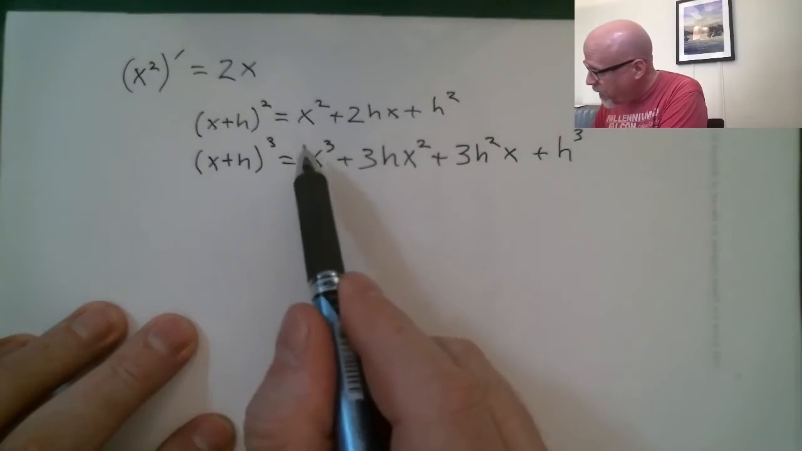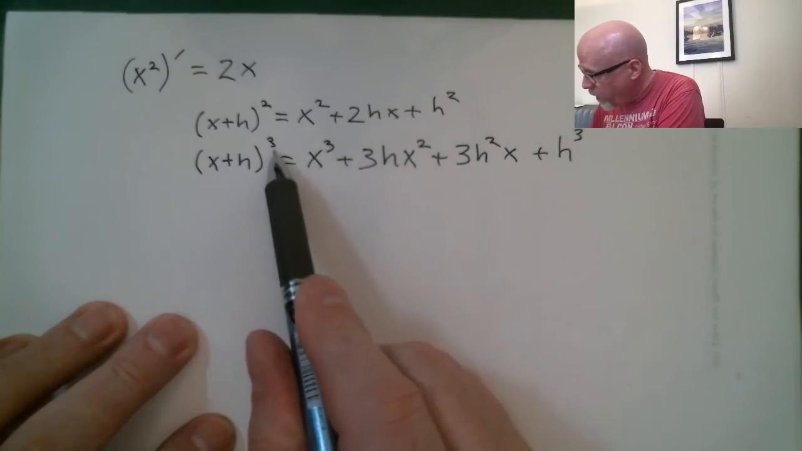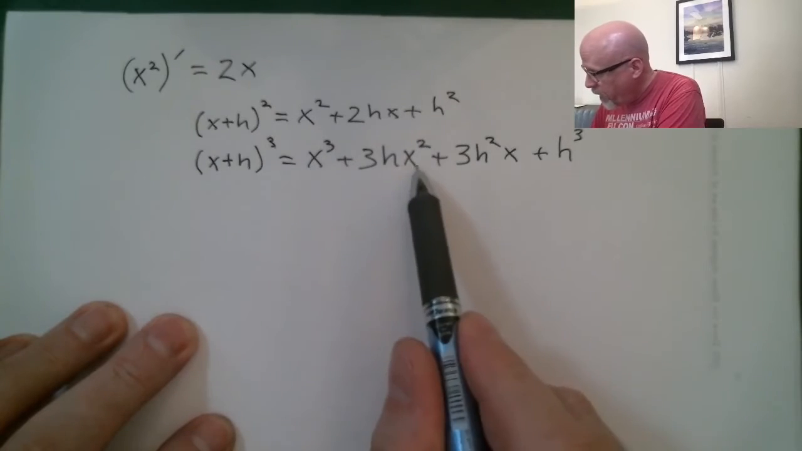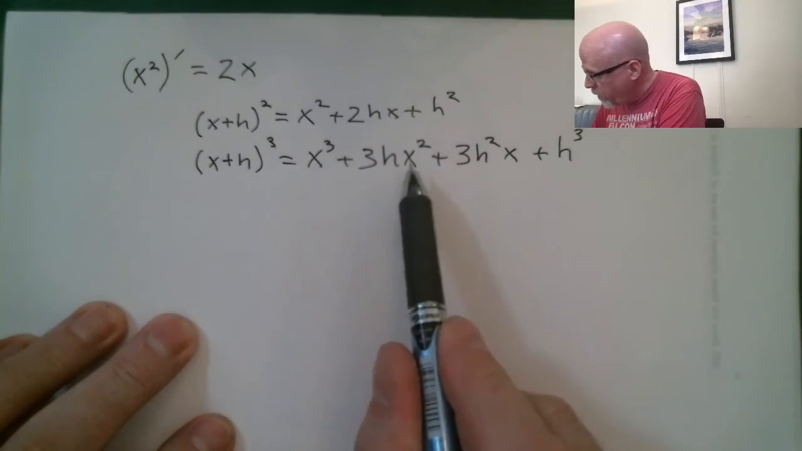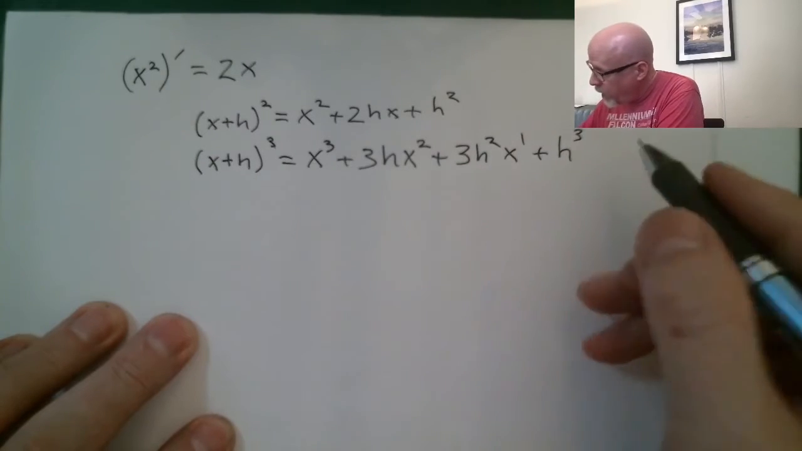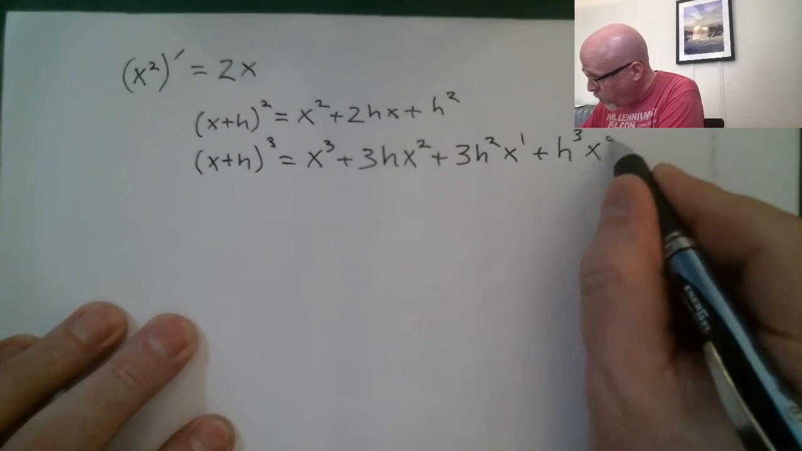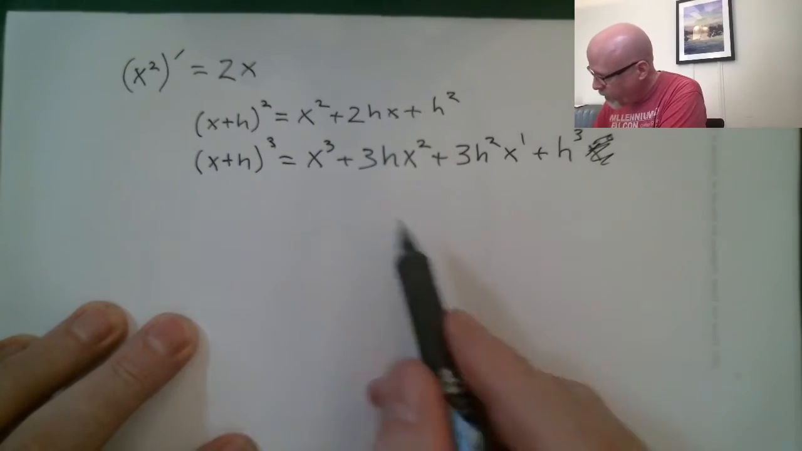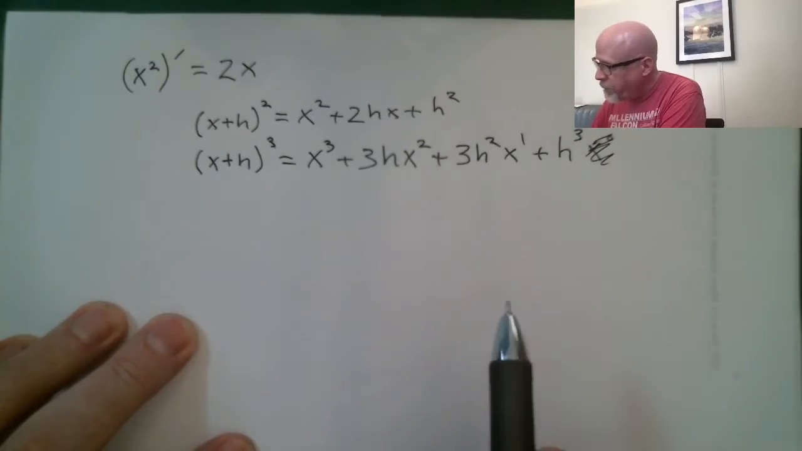I was talking about the pattern here. You start at the highest power, x. This is the cube of x plus h, so it begins with an x cubed. And see how the powers on x go down? We have x cubed, then x squared, then that's really x to the 1 power. And honestly, you could have an x to the 0 power here, because that's a 1. So, okay, nobody would write that, but you could. So it goes 3, 2, 1, 0.